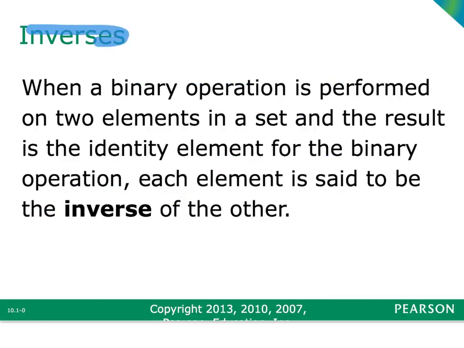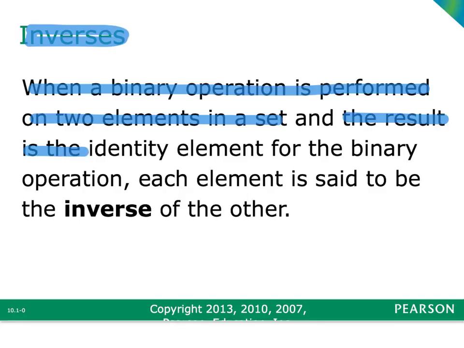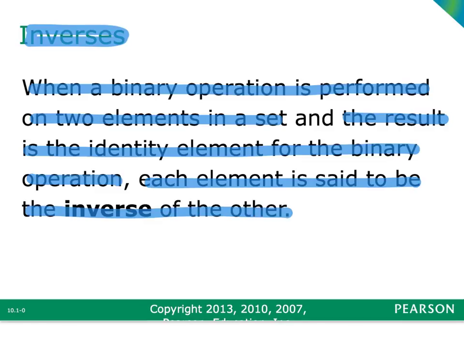Inverses. When a binary operation is performed on two elements in a set, and the result is the identity element for the binary operation, each element is said to be the inverse of the other. For example, for addition, if I want to add something to 2 and get my identity element, I'll put a box around that because that's what we're trying to get, then I have to add a minus 2. That's called the additive inverse of 2. If I want to take 2 and multiply it times some number to get my identity element, now here my identity element is 1.